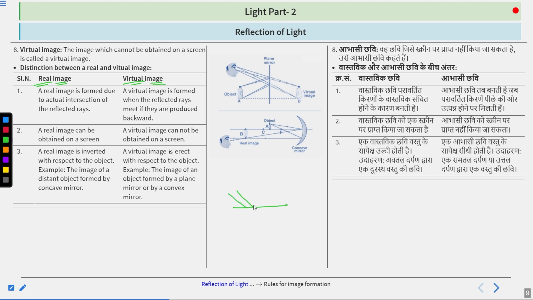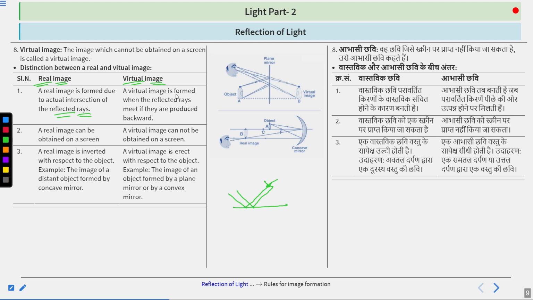Reflected rays come and strike and go parallel. So until or unless they go parallel, no image could be formed. But if they intersect with each other, then the image will be formed. So when the intersection of reflected rays happens, then the real image forms.